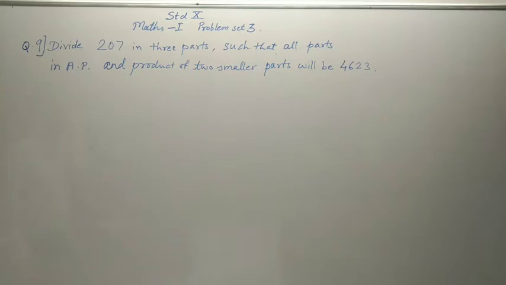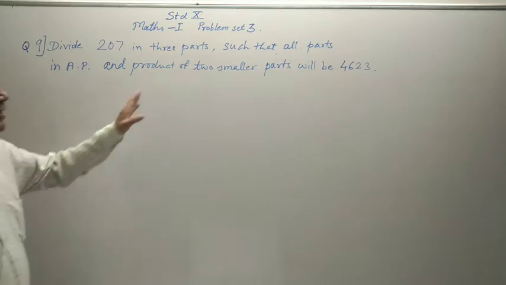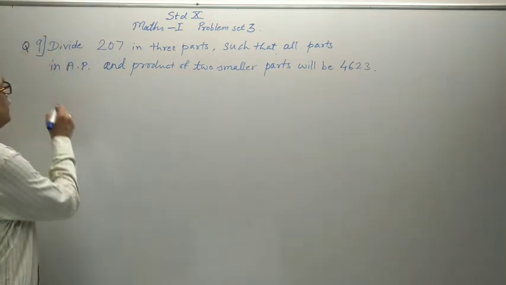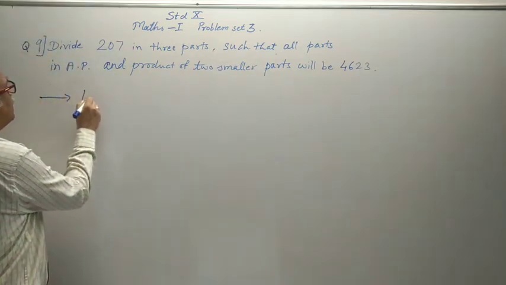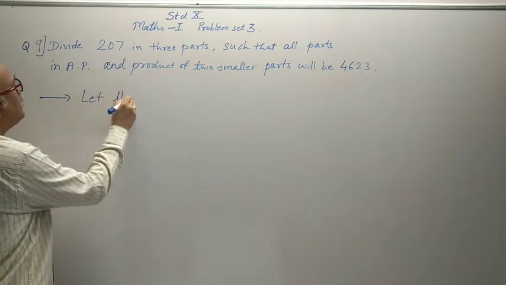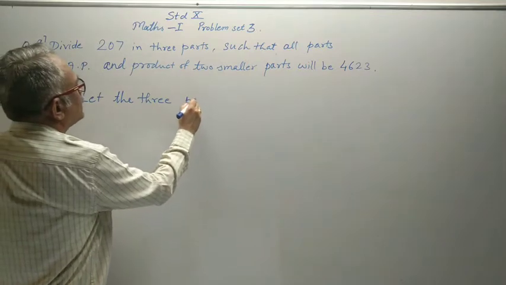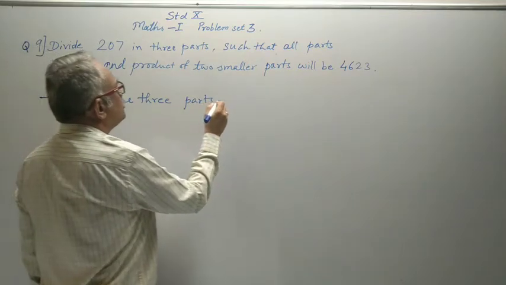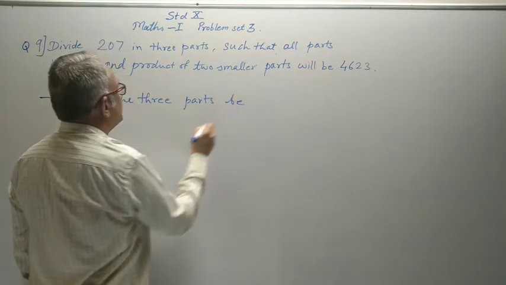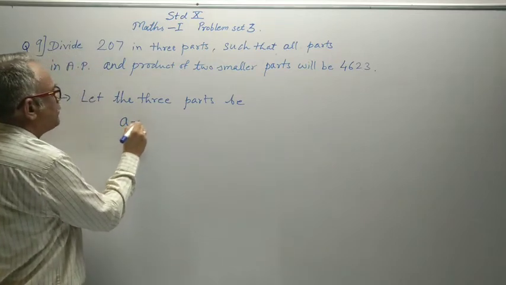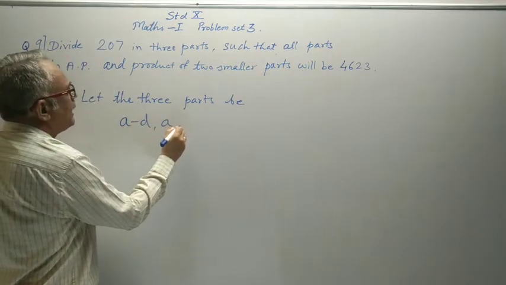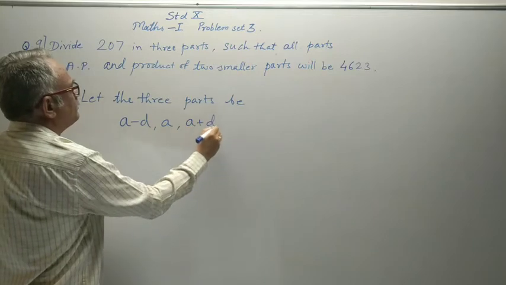Divide 207 into 3 parts. This total should be 207, such that all parts are in AP, meaning all those three parts are in AP, and the product of the two smaller parts will be 4623. Then let the three parts be. We want it in AP, and when there are three numbers in AP, what was told to you? So same, we will assume A minus D, A, A plus D.